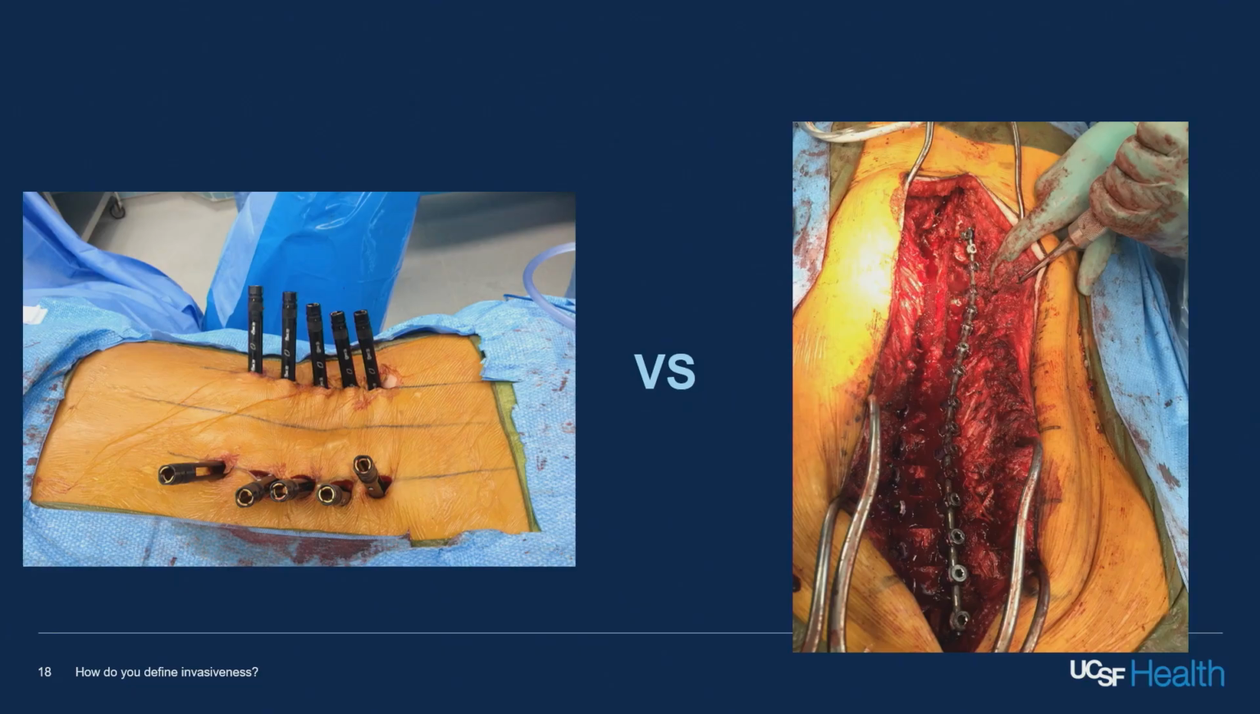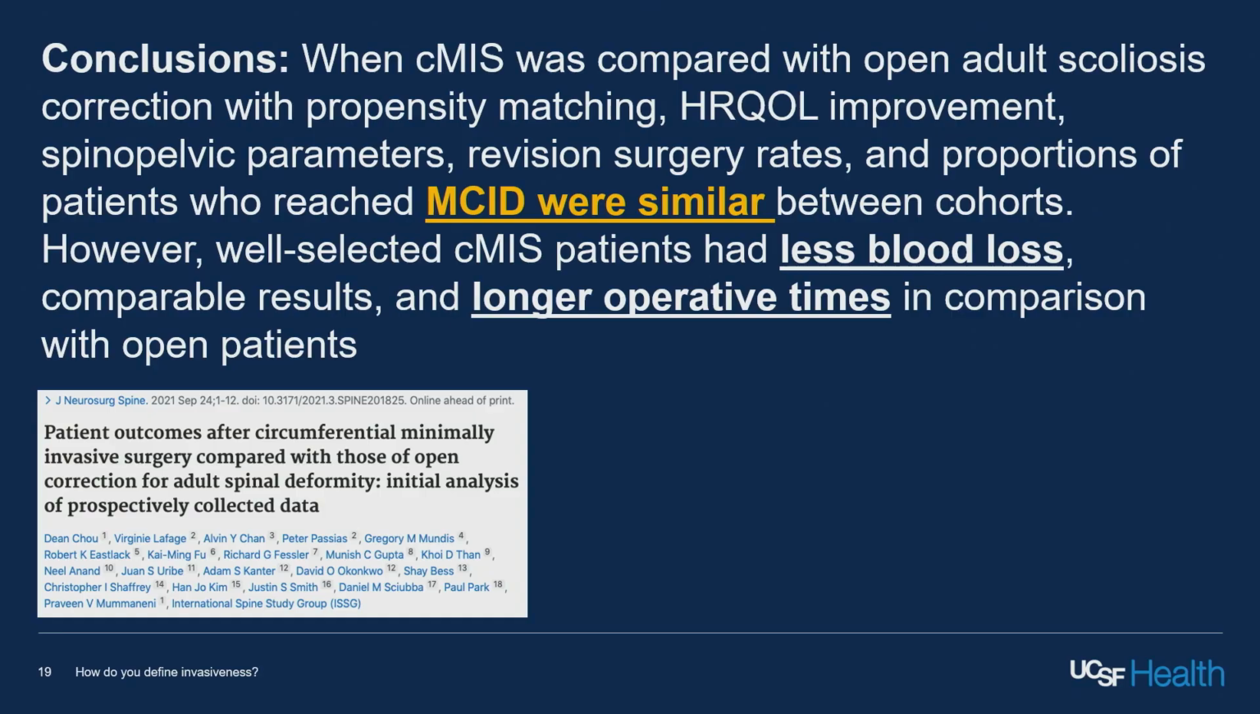So with that in mind, I want to see if we can compare what we can do with MIS on the left to what we do in open on the right. Is there a comparison between the two? And again, I'll look at the adult spinal deformity literature, and this is the latest one. It is from 2021, but it's the latest one from ISSG. But you can see that you can achieve similar MCID, but less blood loss with longer operative time. And anybody who does MI surgery knows that we spend more time with the patient, that saves blood loss.